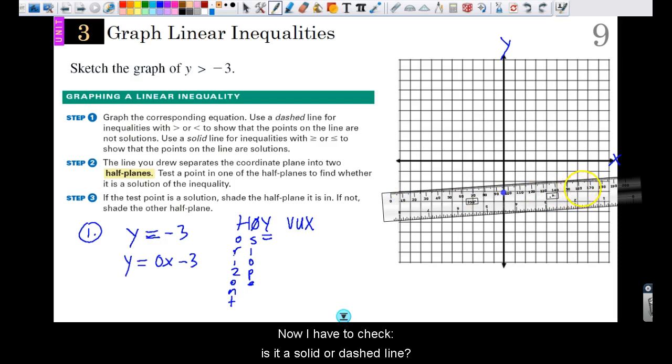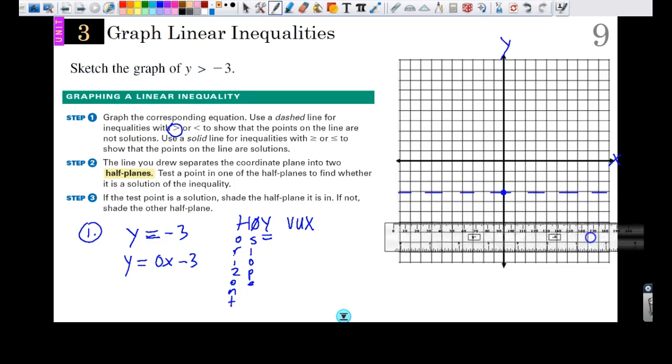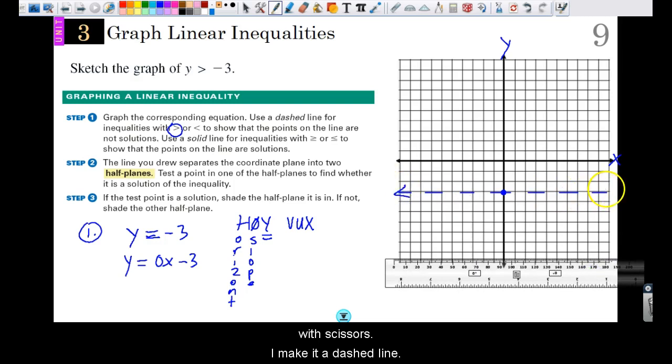And now I have to check, is it a solid or a dashed line? Well, because there is no equality underneath, we're going to make it a dashed line. So I'll not make it solid, I'm just going to make a dashed line like you see in elementary school when you have to cut with scissors. I make it a dashed line. And that means that any point on the line is not a solution. Okay? To show that points on the line are not solutions, they are dashed.